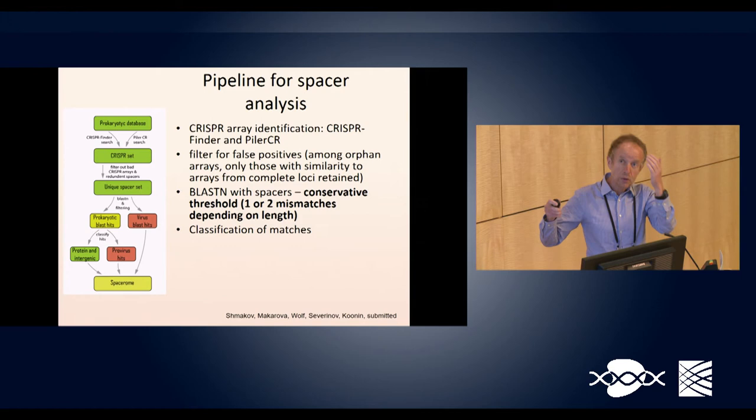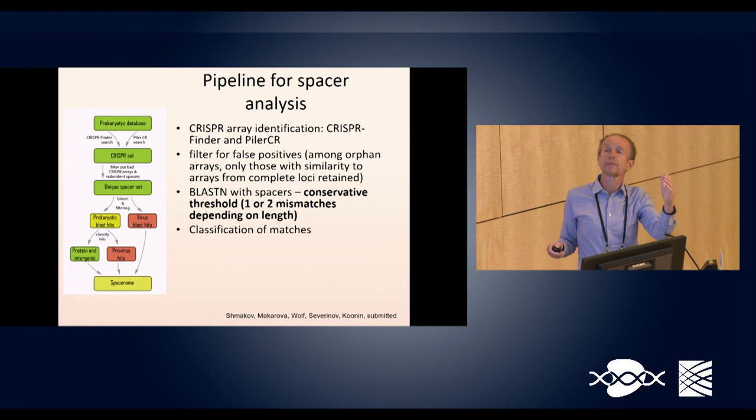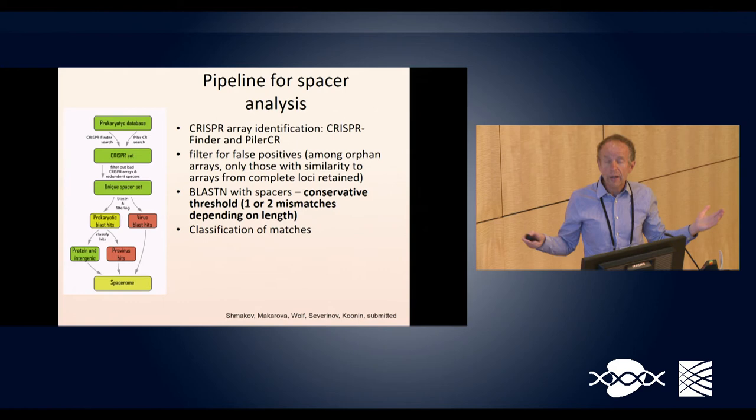In this case, our pipeline involved CRISPR array identification using the union of predictions of CRISPR Finder and Finer CR. And then we developed a procedure, into the details of which I cannot really go, but I think it works well, that filters for false positives, because this procedure is quite comprehensive in detecting CRISPR repeats, but you have to pay for that by a considerable fraction of false positives.